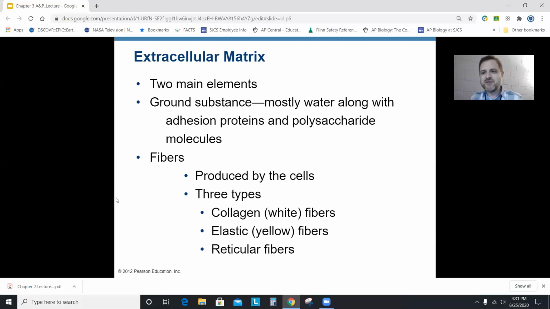There are two main elements of the extracellular matrix. The ground substance is water and different polysaccharides that help stick things together. The second part is called fibers. Fibers are produced by these cells. The three main types of fibers: collagen, which are called white fibers, are good for support and protection. Elastic fibers, which are called yellow fibers, are stretchy. And the third kind are called reticular fibers. I'm not going to go into what those are. You should just know that the three types of fibers are collagen, elastic, and reticular.